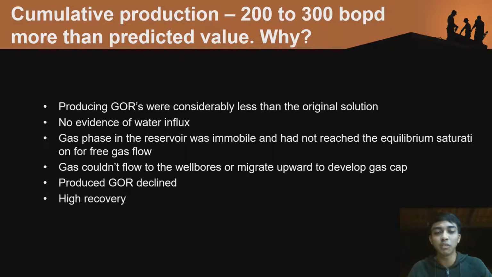The gas phase in the reservoir was immobile and had not reached the equilibrium saturation for free gas flow. Then, gas couldn't flow to wellbores or migrate upwards to develop a gas cap. Because of that, the producing GOR declined based on the graph we showed before, and then the high recovery of the oil happened. After that, I'm going to pass the floor to Izzat Hazim.